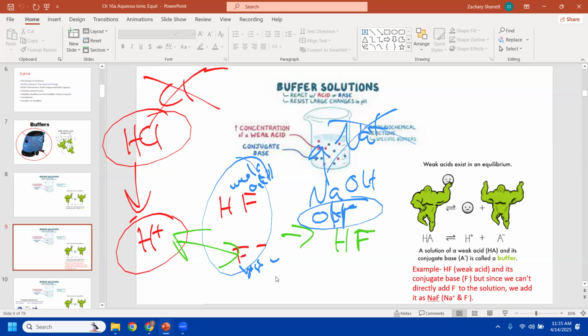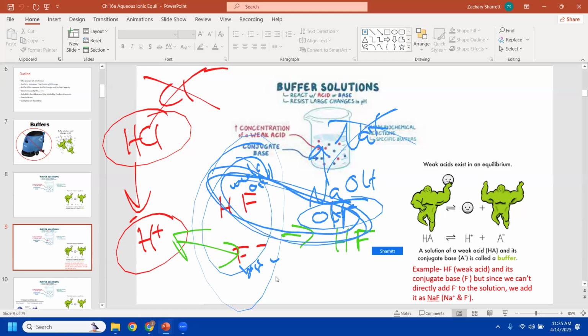In this buffered solution right here. Yes, but it's going to increase it way less. How does the buffered solution make it not go as bad? It reacts with the H in the HF. Everybody see this right here? What does the H plus the OH minus make? Water. And it's going to add some F minus. F minus is a slightly basic solution.